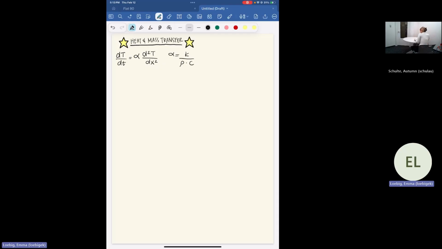Well, where does this equation even come from? How do we derive this? Well, this comes about through an energy balance. So let's take an example of an energy balance.